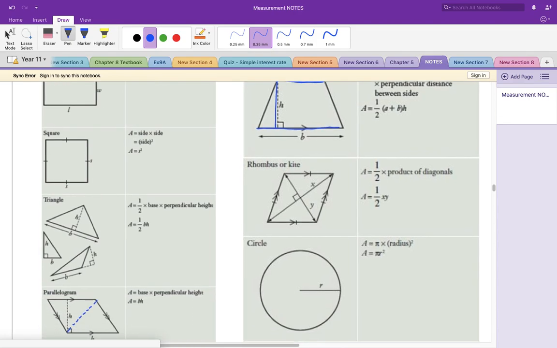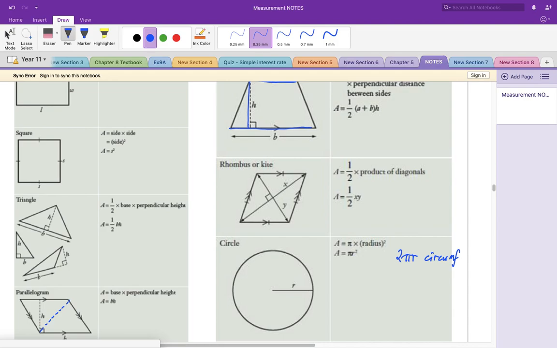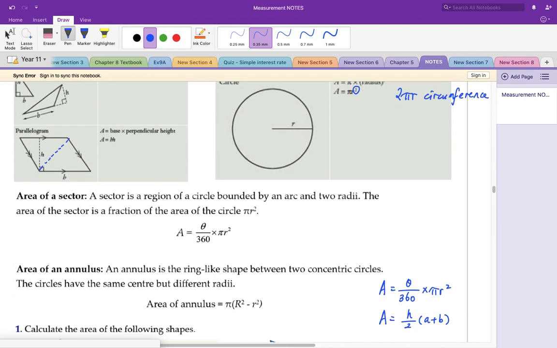Circle, pi r squared. So make sure that you don't confuse pi r squared with 2 pi r. 2 pi r is the circumference, so this is in perimeters, right? That's what you did yesterday. Pi r squared, just look at the square. Squared means its area, right? So pi r squared.